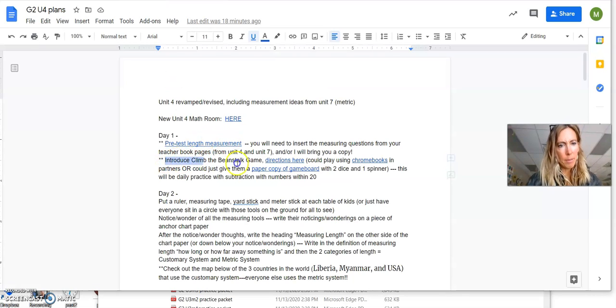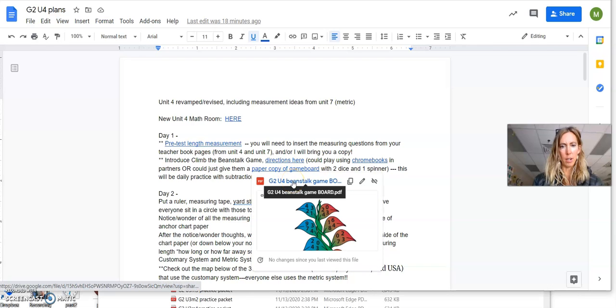And then on this same day, I'm thinking you could introduce this game and use it more like a warm-up for kids to come in and play this game against someone. And it does not need to be on their Chromebook. It probably would be easier if it was on paper. So the directions for the game are here. Chromebook link is right here, and a paper copy of the game board is right here.